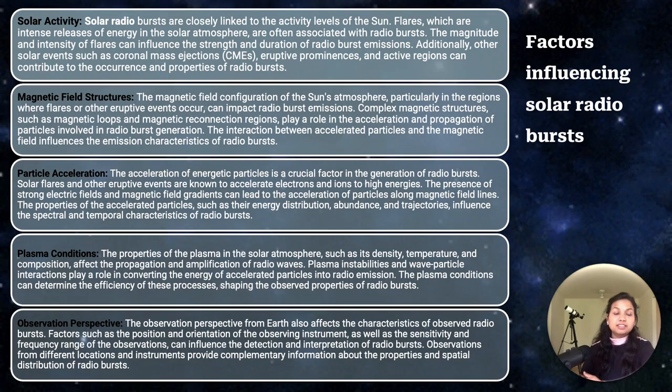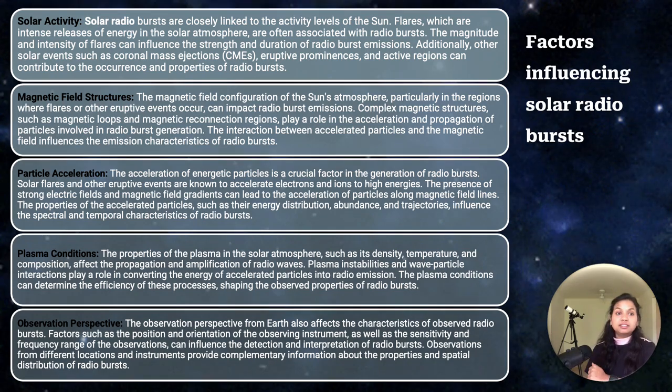The other major factor is magnetic field structure. The magnetic field configuration of the sun's atmosphere, particularly in the regions where the flares or the eruptive events occur, which are known as active regions, can impact radio burst emissions. Complex magnetic structures such as magnetic loops and magnetic reconnection regions play a role in the acceleration and propagation of particles involved in the radio burst generation. The interaction between the accelerated particles and the magnetic field influences the emission characteristics of radio bursts.